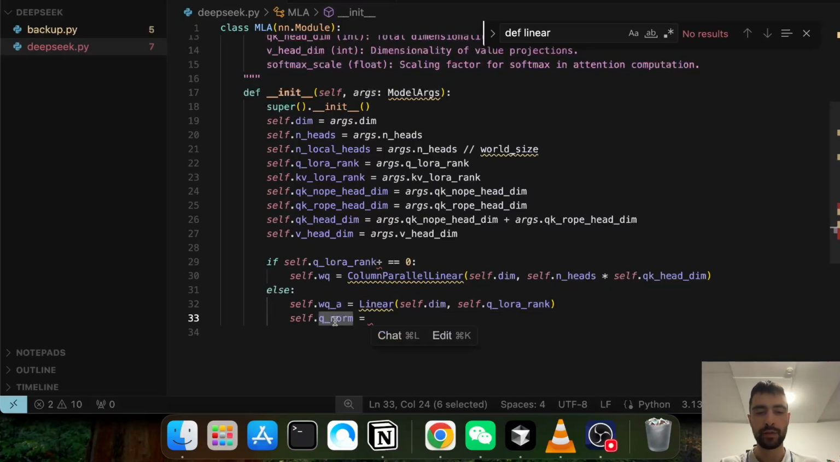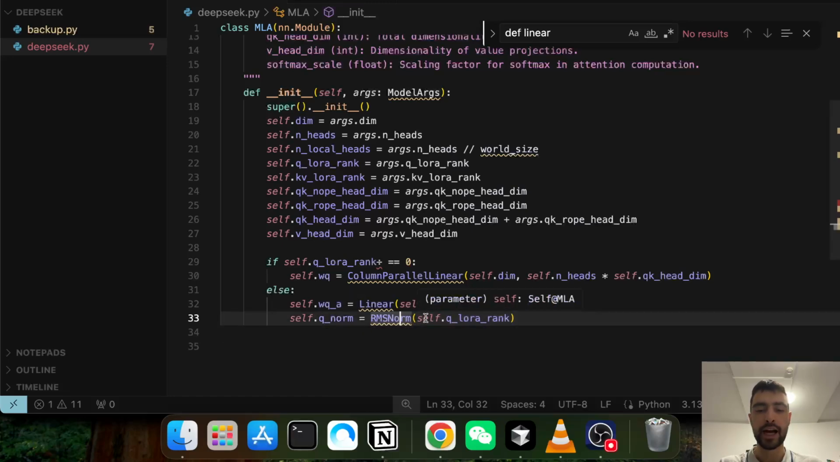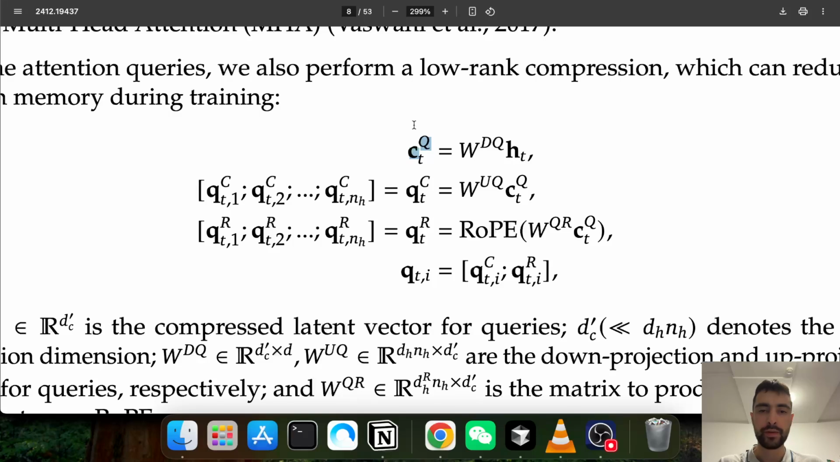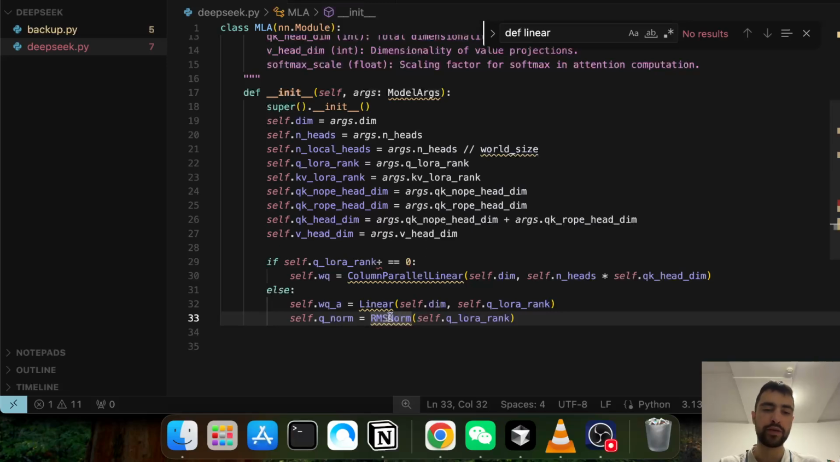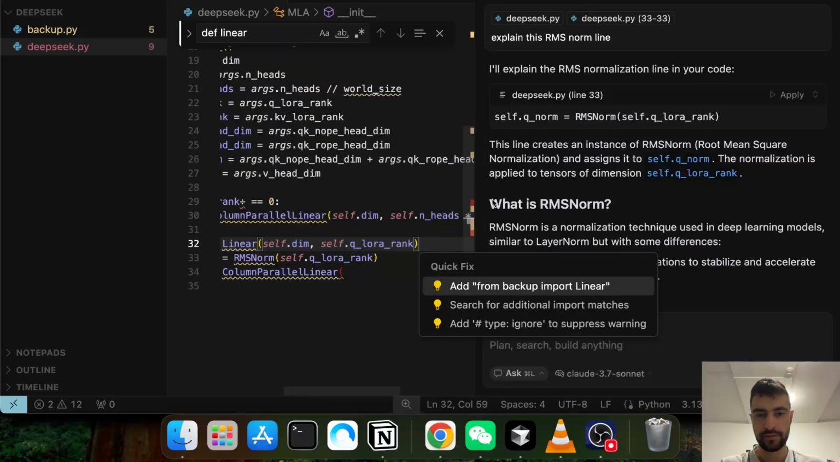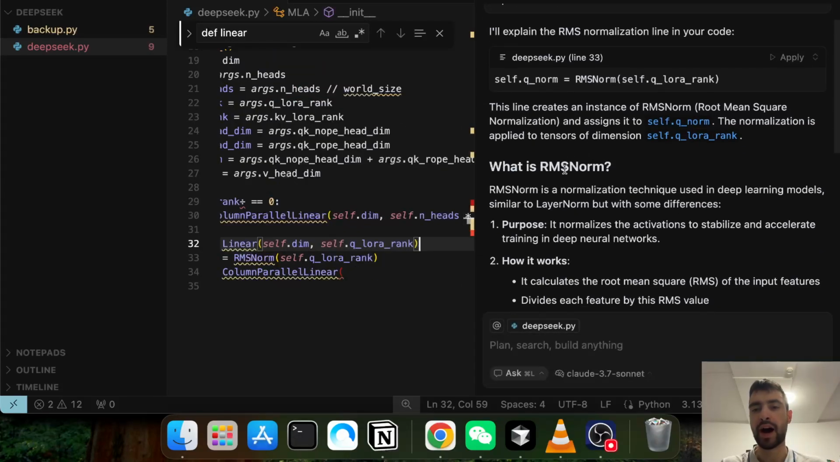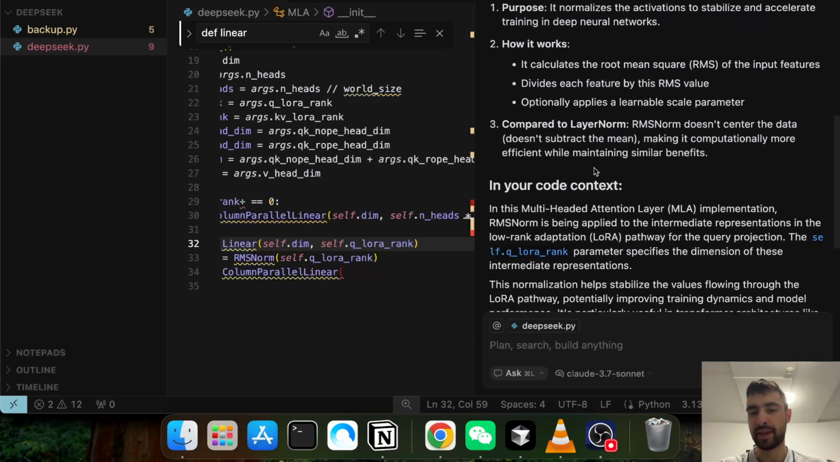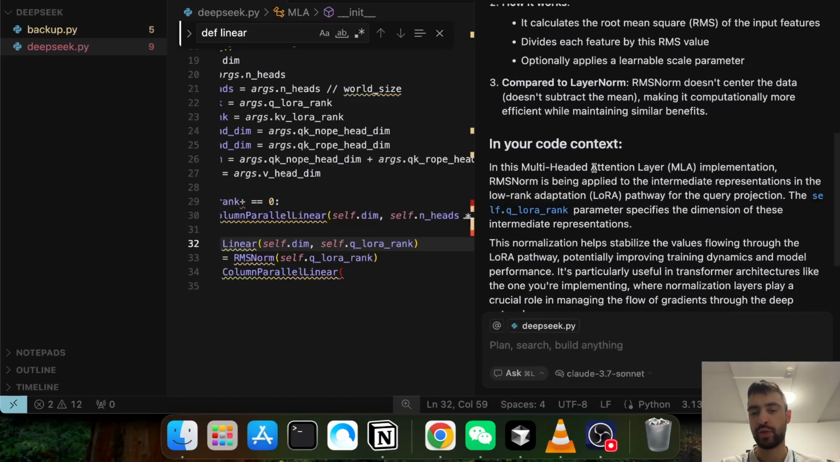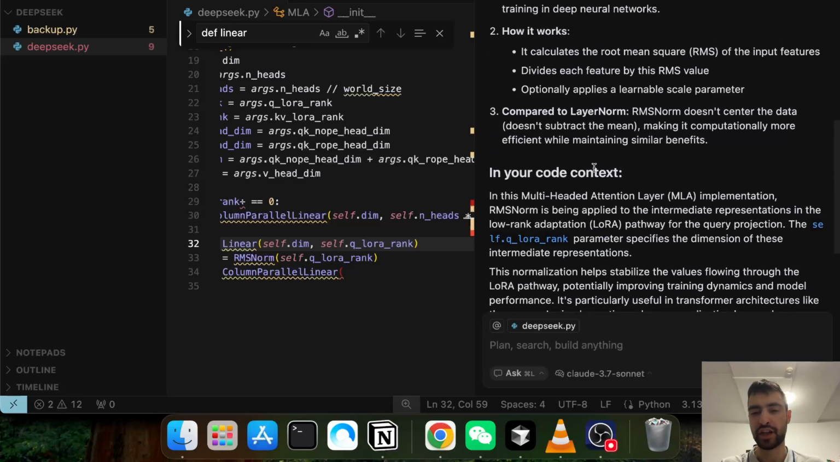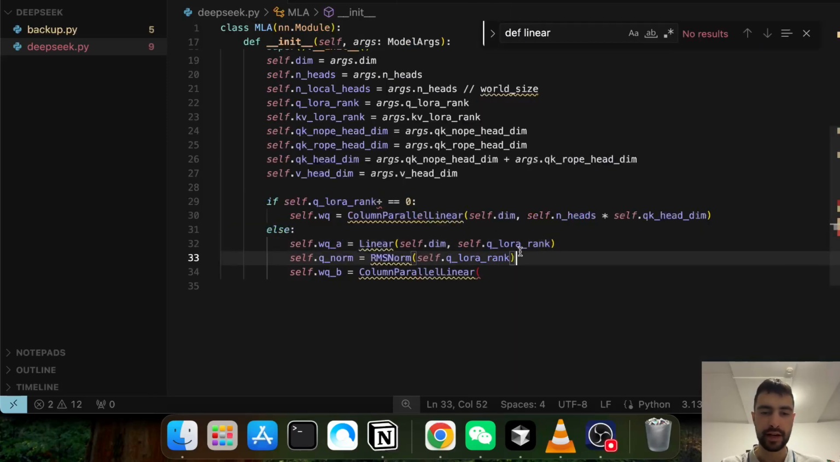Next, we will normalize this output. So we will normalize this vector so the values are not too varied and weird, and it doesn't mess with our training, and we will use RMS norm. Here there is more explanation of how RMS norm is normalizing and stabilizing the values, so we don't get exploding and vanishing gradients and stuff. Now let's continue.